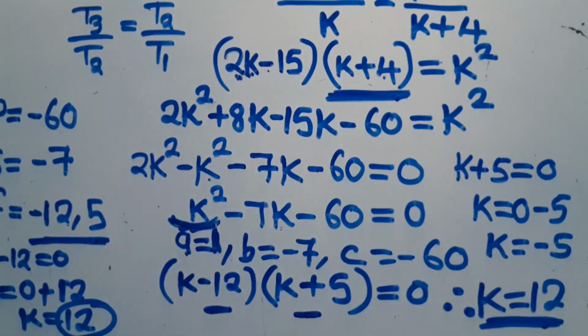So in this question, we were tested if we can manage to solve a quadratic equation using any method: completing the square method, formula method, factorization method, any method that you are comfortable with, you need to use that particular method. So we've answered that k is equal to what? k is equal to 12. So the value of k is what? 12.